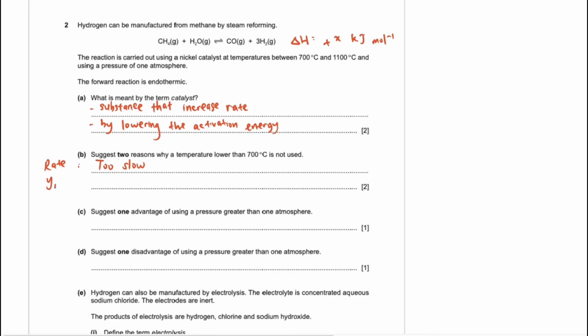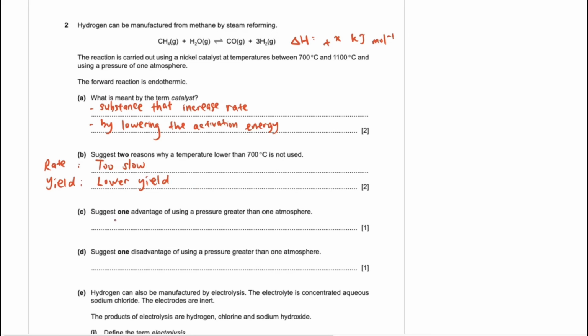The second point, you talk about the yield. The yield means the amount of products that you are going to get. If you use lower temperature, the yield will be produced also lower. You produce lower because they go backward. Temperature is low, then they go exothermic direction, which is backward. So lower yield. Give more details or not, up to you. You can say lower yield because equilibrium shifts to the left or backward reaction happens. Okay, but that is not compulsory.